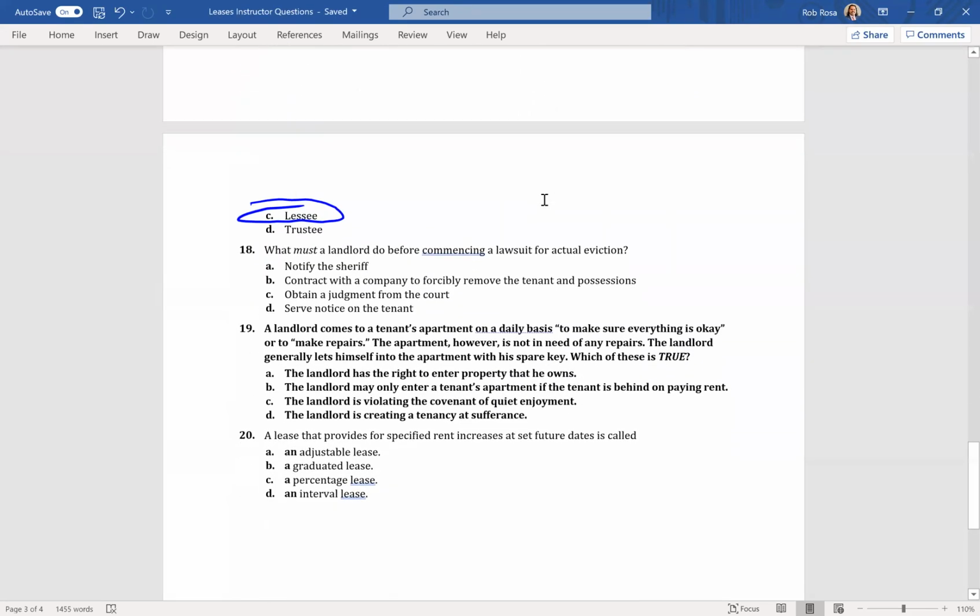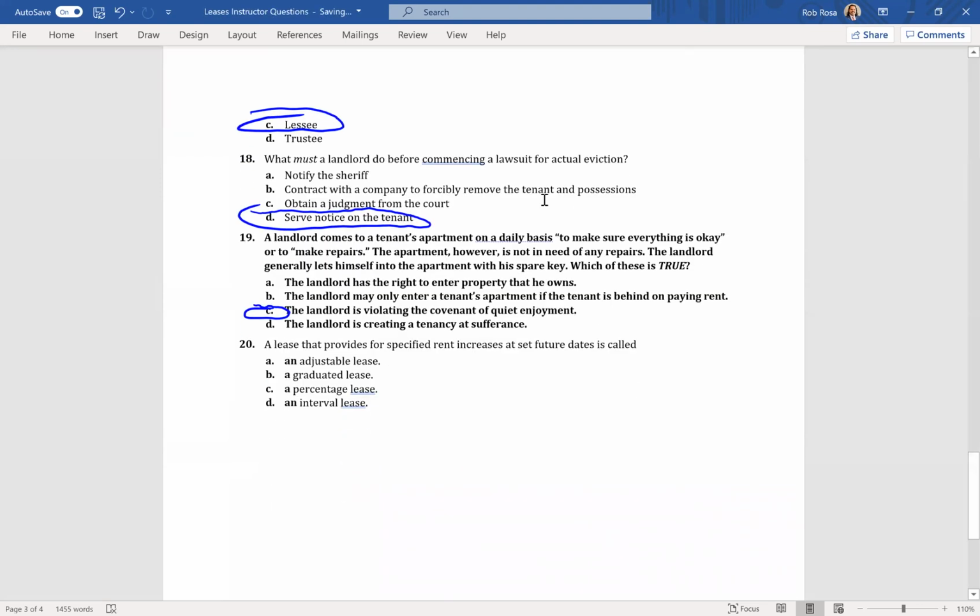Number 18, what must the landlord do before commencing a lawsuit for actual eviction? Notice. D. Serve a notice on the tenant, right? Notice to quit. Number 19, a landlord comes to a tenant's apartment on a daily basis to make sure everything is okay or to make repairs. The apartment, however, is not in need of any repairs. The landlord generally lets himself into the apartment with his spare key. Which of these is true? C. C, the landlord is violating the covenant of quiet enjoyment and is probably some kind of psycho.